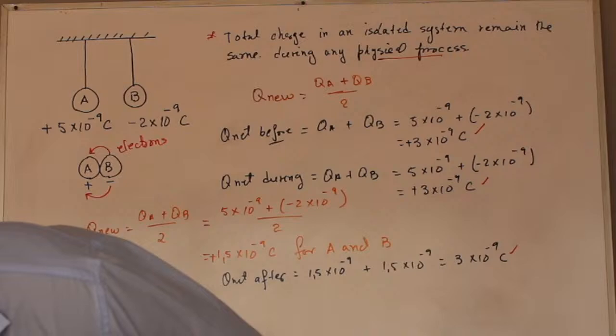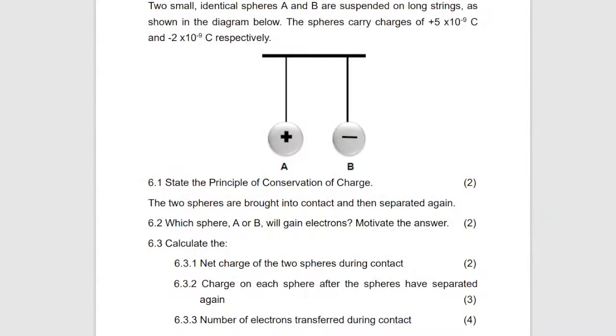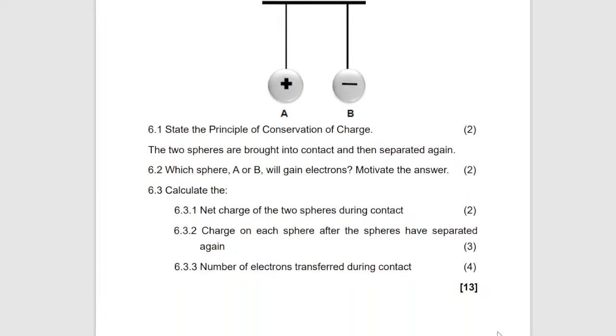The last one is the tricky question. In the last one, they ask you to calculate the number of electrons, and I think that is the final one. If I'm not mistaken, let me move it. Yes, that's the final one, guys. Calculate the number of electrons that are transferred during the process. Let me just show you. There we go. You can see it there.